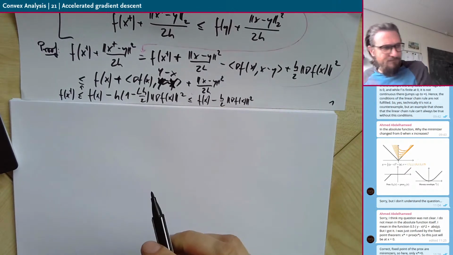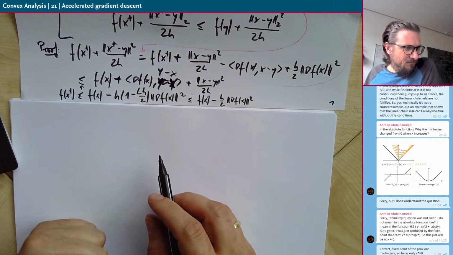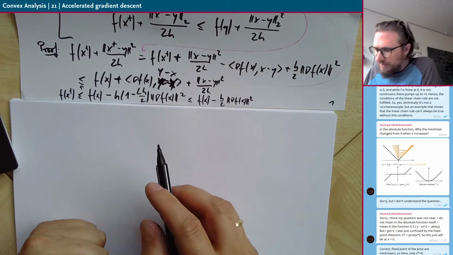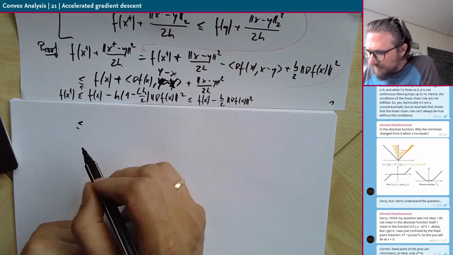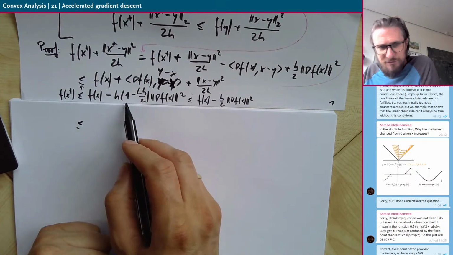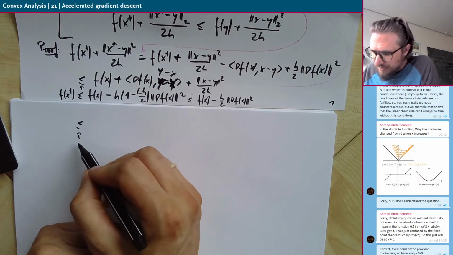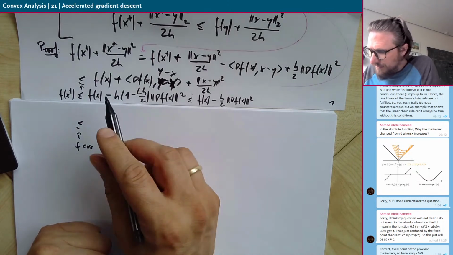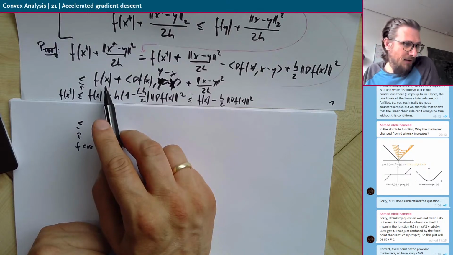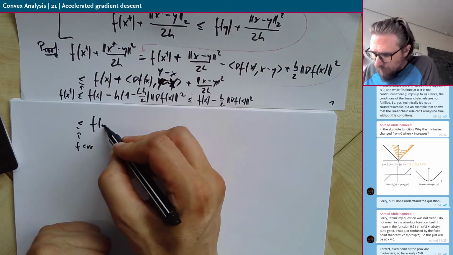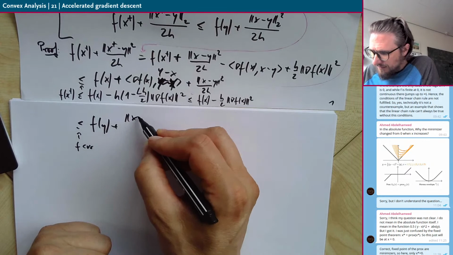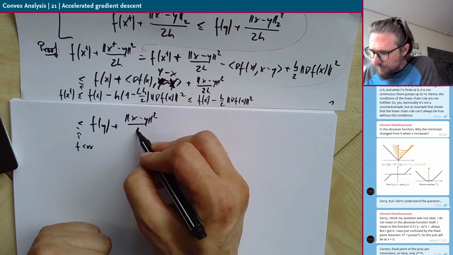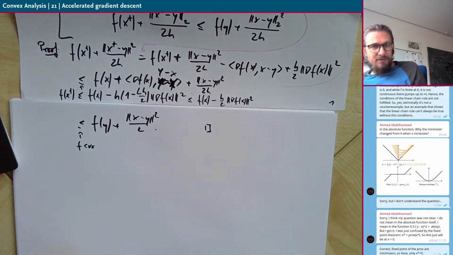Okay, and finally, we just used convexity once. Actually, we did not really use convexity, we only used smoothness over here. Now we use that f is convex to estimate this guy from above by f of y plus (x minus y) squared over 2. And that's already it. All the ingredients have been used.